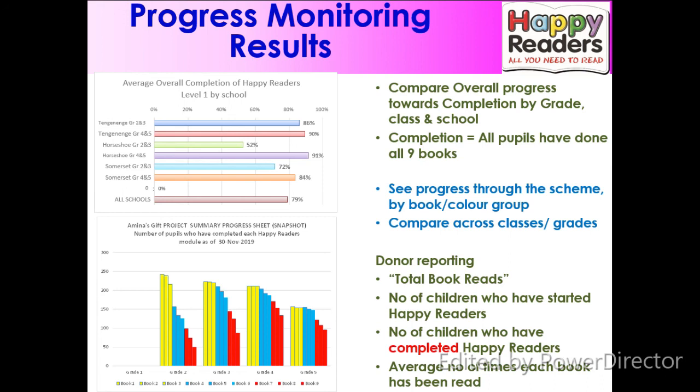We can then measure how many children have at least started Happy Readers, and then how many have completed Happy Readers and have completed each level. And this helps us to judge when a school is ready to move on to the next level. And then we can also calculate the average number of times each book has been read. This is again a good metric to show the books are being used, but also if we do have issues where there are not sufficient quantities of books, then these figures allow us to justify to the donor saying, well, you've given us these books and each of these books has been read 22 times, whereas ideally it should be 4 to 5 times to get the right ratio of pupils to books.